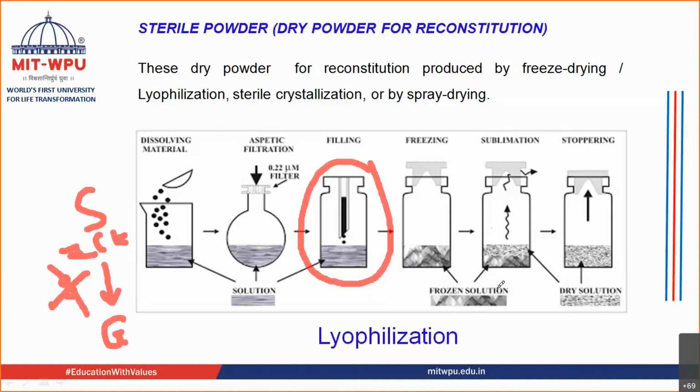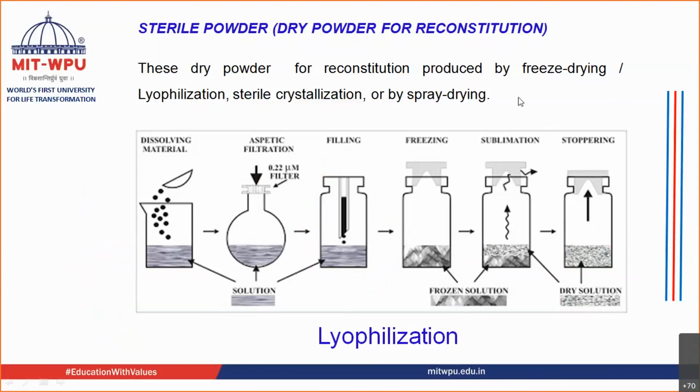So this frozen solution is directly subjected to sublimation, whereby the water present inside it gets removed. And once the water is removed, the final product that you get is nothing but the dry powders. These are the dry powders obtained inside the container, and now these containers are used for reconstitution. Have you got it? So this is how lyophilization, or freeze drying, is carried out.